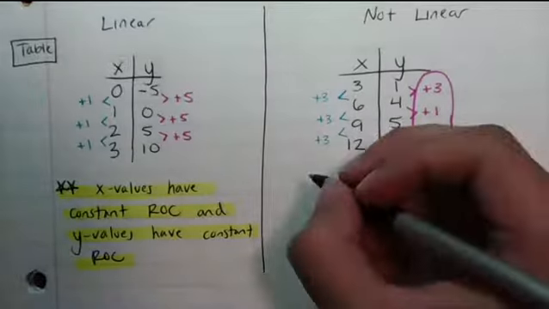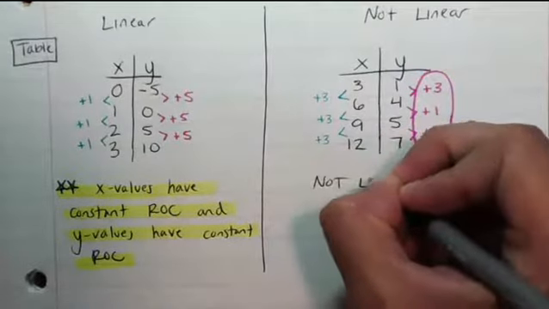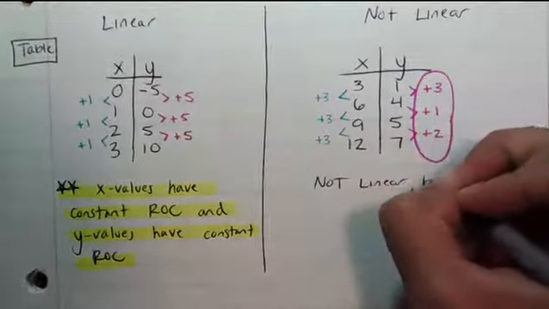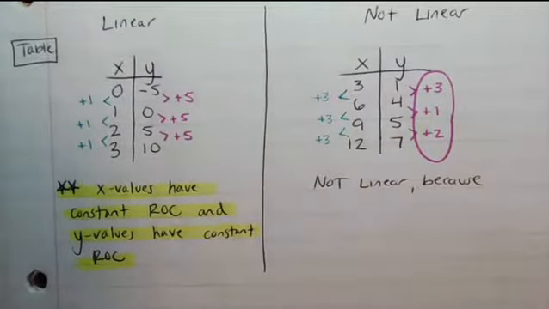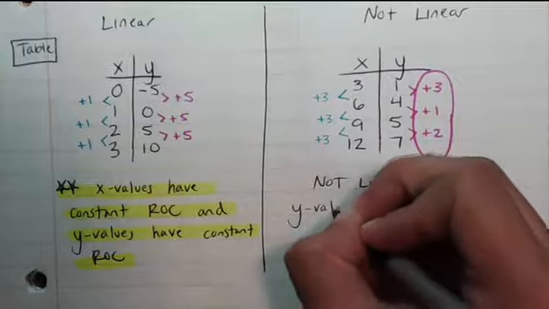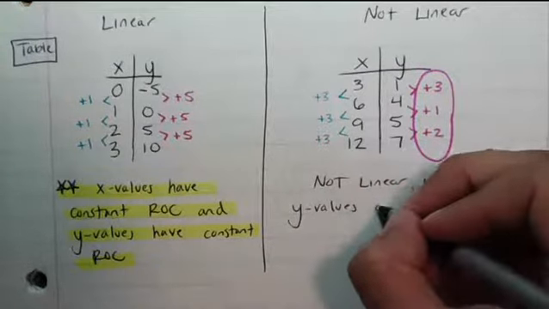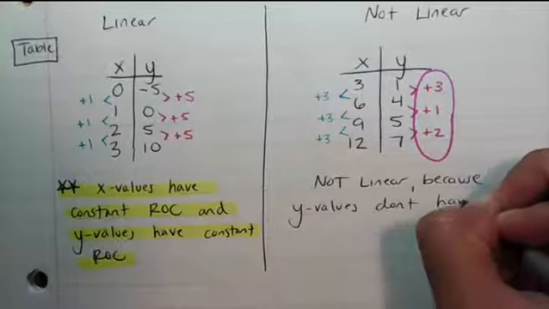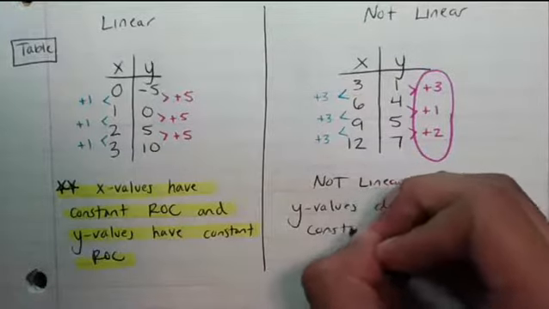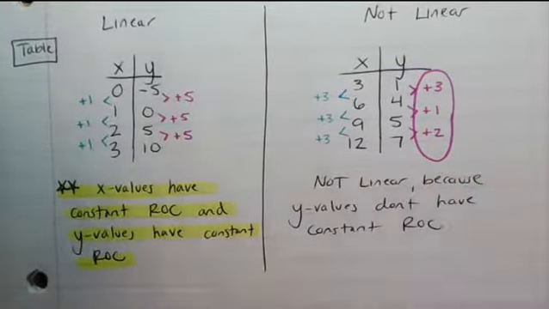Okay, so this would be considered not linear because why? What would you write? I would write because the Y values don't have a constant rate of change.